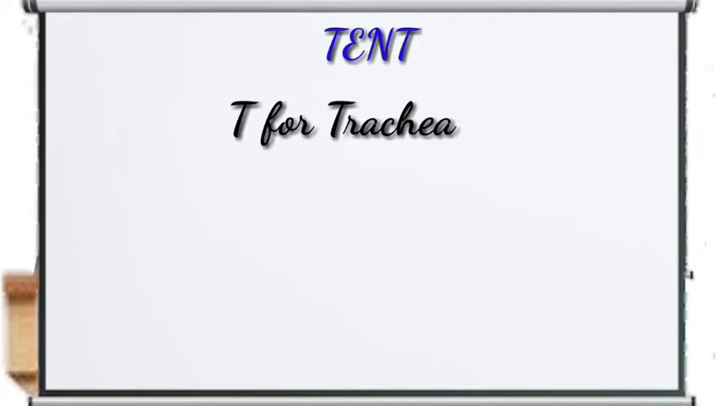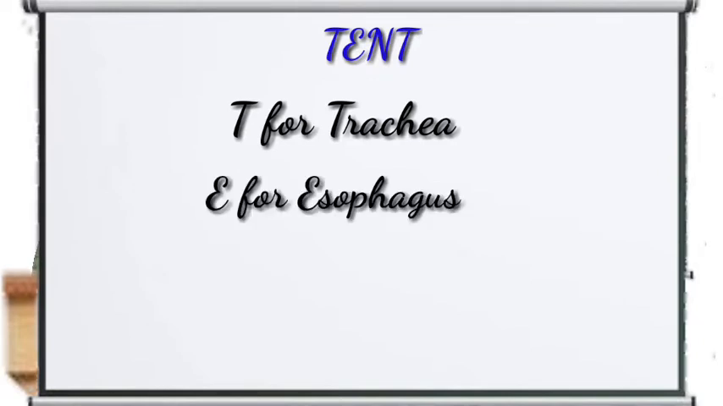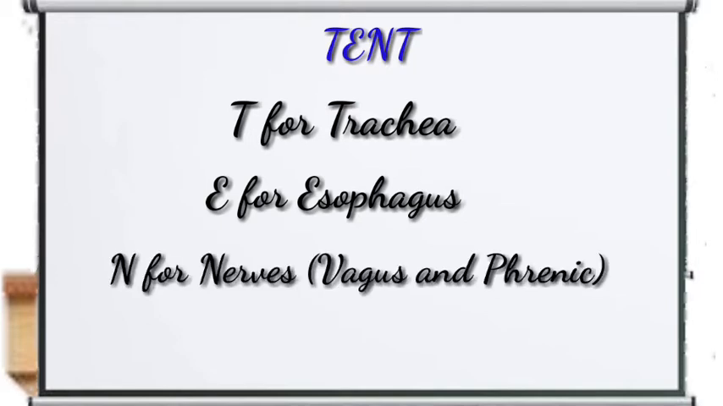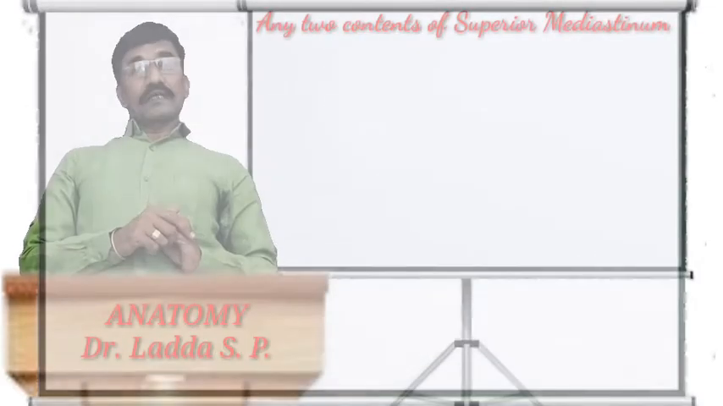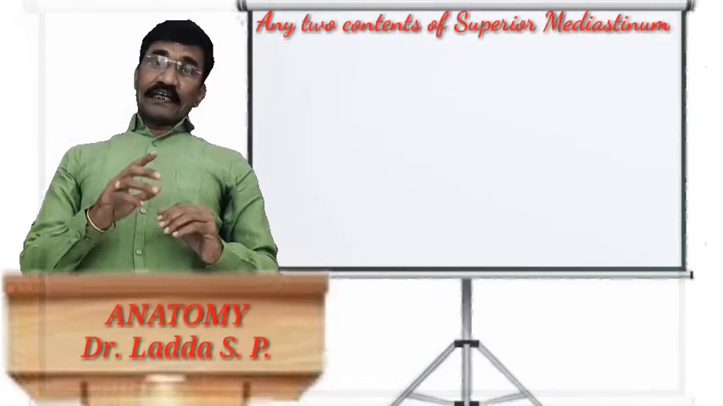Now the tent, T-E-N-T. From tent, the T stands for trachea, E stands for esophagus, and N stands for the nerves. There are two: one is vagus and second is the branch of vagus, that is phrenic. And the last T is for thoracic duct. So these are the contents of superior mediastinum.